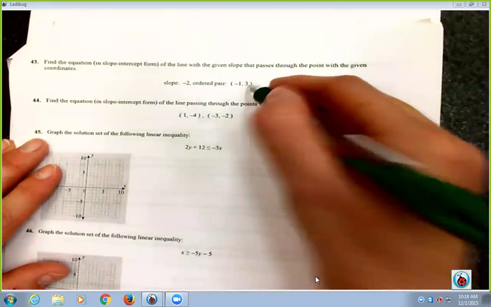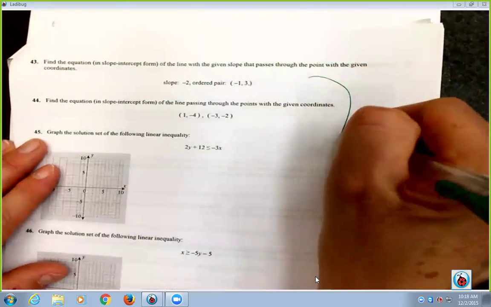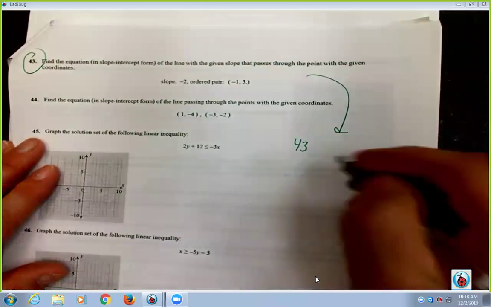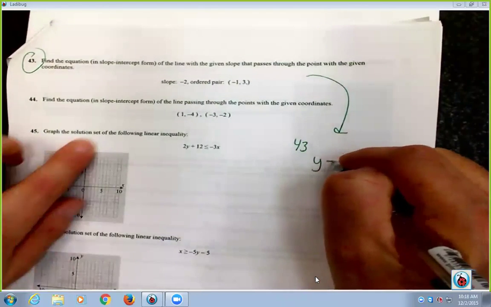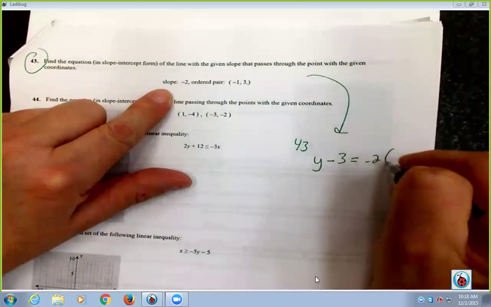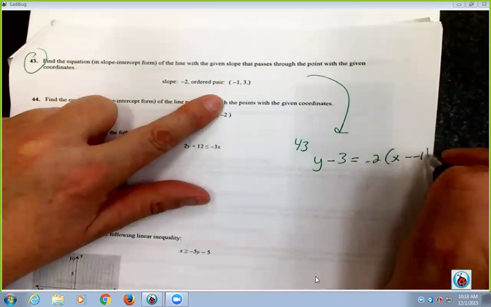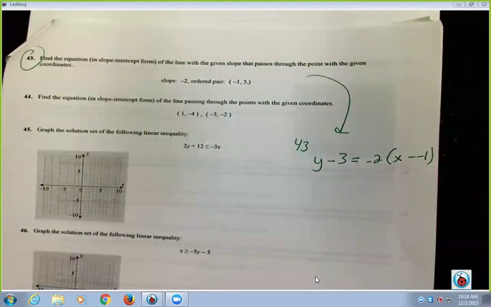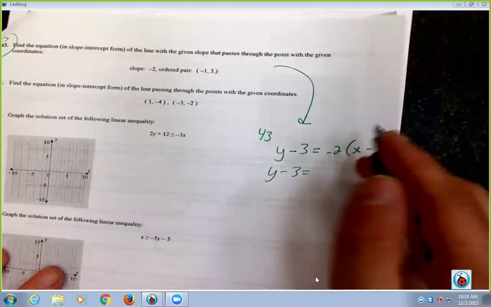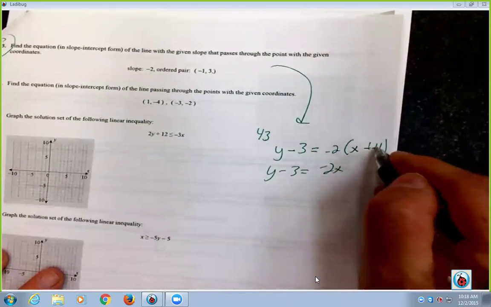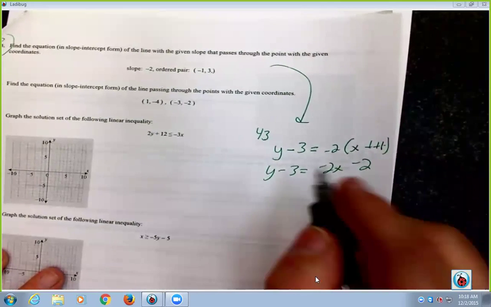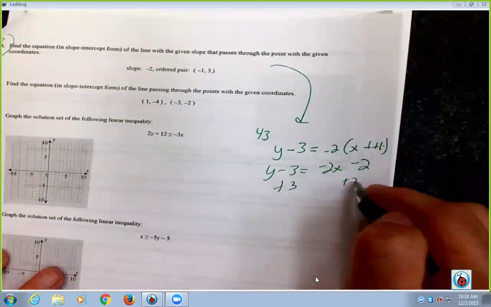Slope's negative 2 and I got an ordered pair, so basically all I need to do is plug it into my formula. So y minus 3 equals negative 2 times x minus a negative 1. And solve it. So y minus 3 is equal to a negative 2x. This changes to a positive 1, but I multiply by negative 2, I get a negative 2. Add 3.